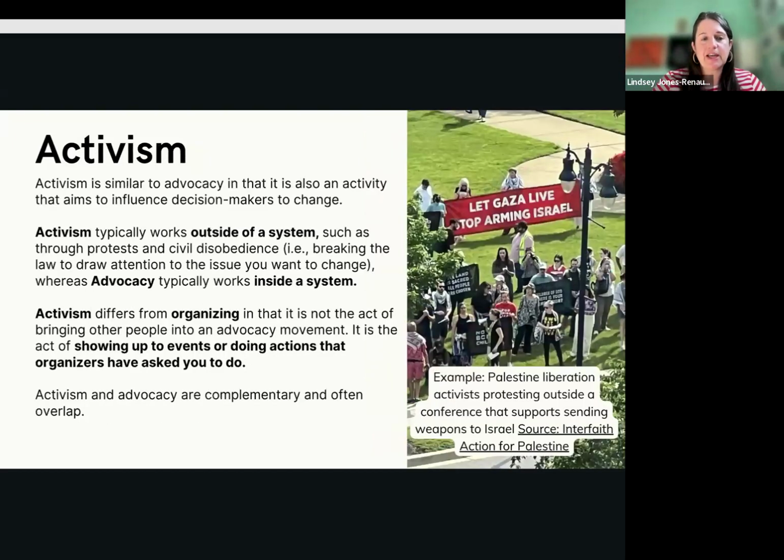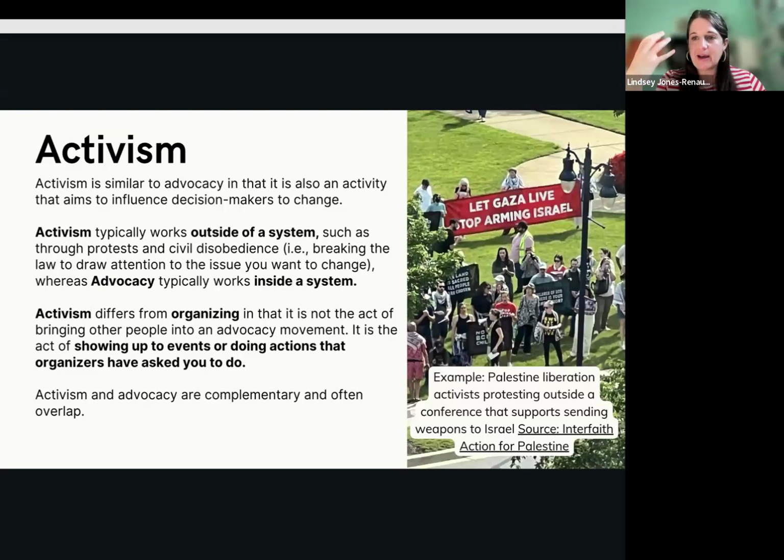Activism is similar to advocacy in that it is also an activity that aims to influence decision makers to change. But activism typically works outside of a system. If you think about protests, they tend to fall in the category of activism. Civil disobedience, which is a term that we use here a lot, is breaking the law to draw attention to the issue you want to change. So activism typically works outside of a system, whereas advocacy typically works inside the system.